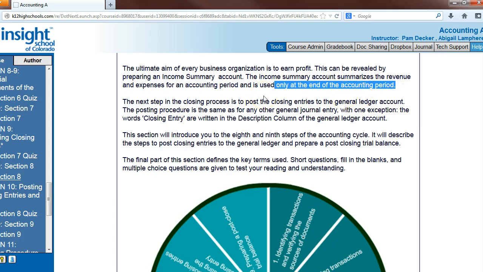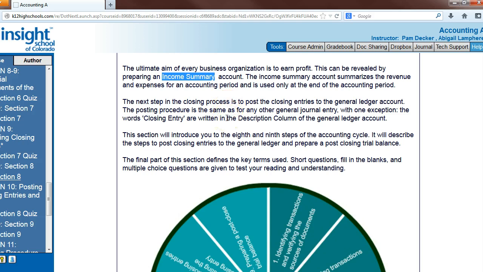Throughout the year, this might trigger a memory. The other thing that we use revenue and expenses for is to prepare what financial statement? I'll give you a second. Yes, the income statement. The income statement is the document we can create however often we want to find out whether or not our company is earning a profit or a loss. But the income summary summarizes the revenue and expense accounts for the accounting period and should only be produced at the end of the accounting period. So the income summary is what we're going to use to help us close out those revenue and expense accounts.